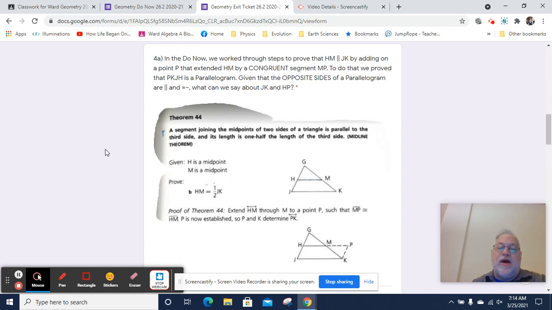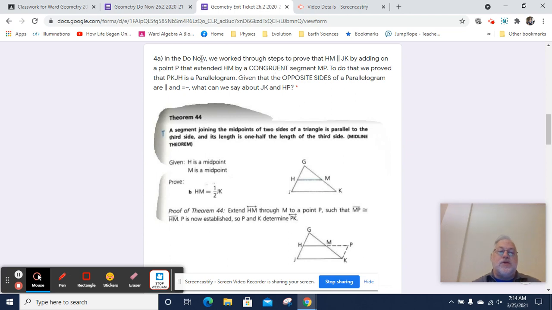In the do now, we were able to work out, by drawing this extra point P that was the same distance from M that H was from M, so we made an extension of HP. So now MP is congruent to HM. And we worked out ultimately that HJKP was a parallelogram, which meant that HM was parallel to JK. But that has further implications.